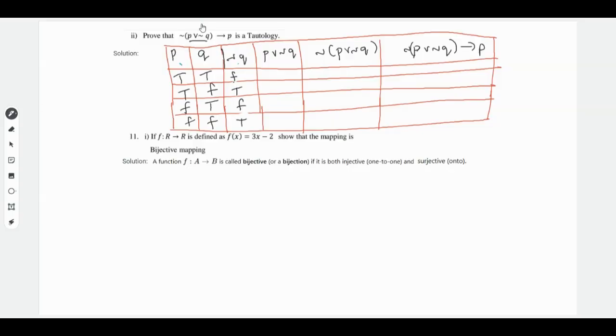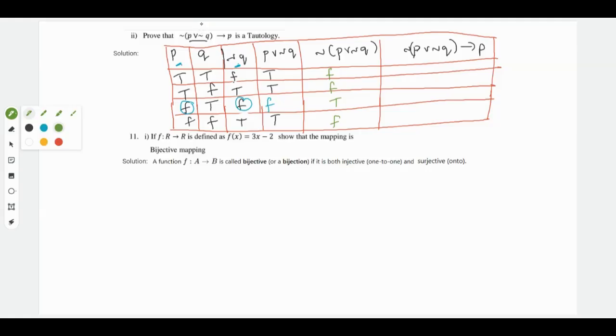Now P or negation Q means first and third. Now OR means if it is F and F, it is F. Otherwise, it is true. Now negation of this statement, what we have written. Negation means reversing. So we have reverse: F is T, T is F, F is T, T is F.